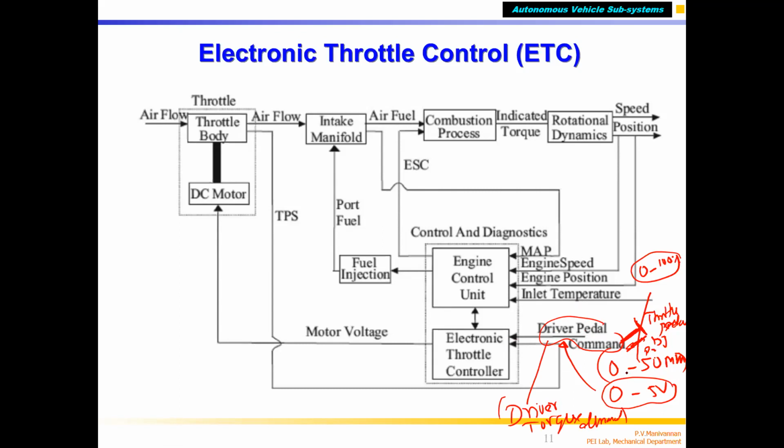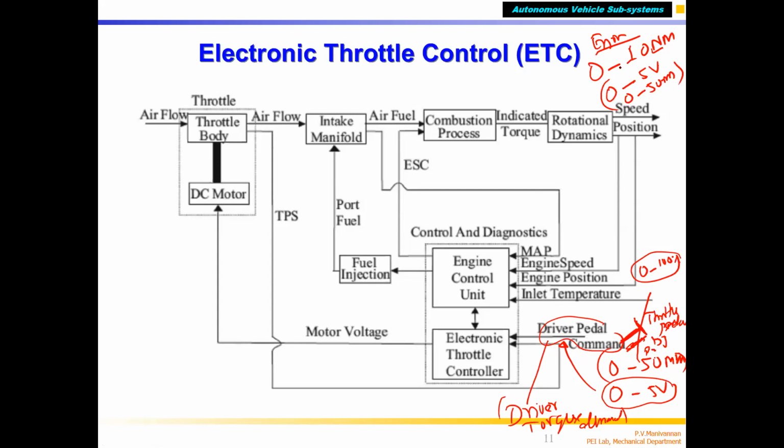When you press the throttle from 0 to 50 mm, I say my engine can produce 0 to 10 Newton meter force, single cylinder. Correct? I say that by pressing my throttle pedal 0 to 5 volts, which is nothing but 0 to 50 mm throttle pedal movement, which is converted by the sensor and given to the ECU. What I'm saying is the engine should produce 0 to 10 Newton meter. When you produce 10 Newton meter, my vehicle may be going at 80 to 100 kilometers per hour.